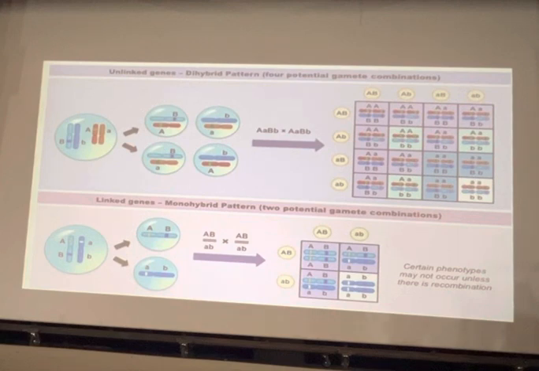Then we do the crossing, we end up with this Punnett square.